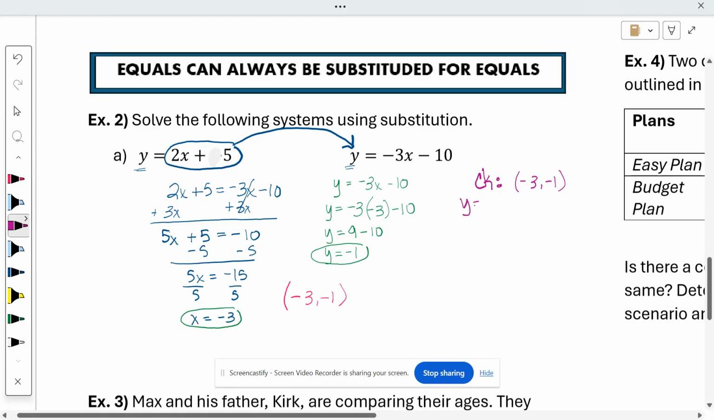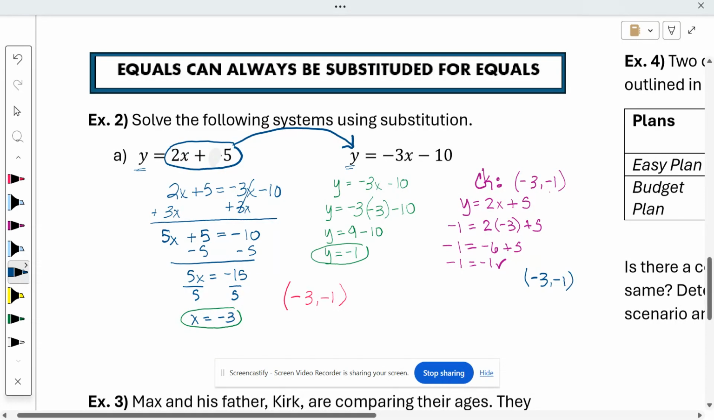So my first equation, y equals 2x plus 5. Remember, I'm letting y equal negative 1, and x is negative 3. Well, that means that negative 1 equals 2 times negative 3, which is negative 6, plus 5, and negative 6 plus 5 is negative 1. I have to check both equations. I need to make sure that my solution for my system works in both equations.